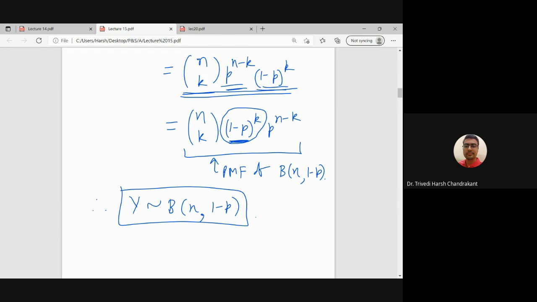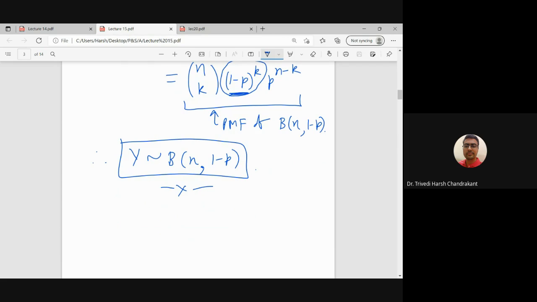So p is a variable. P is any number between 0 and 1. So therefore 1 minus p is also any real number between 0 and 1. Okay, so that is regarding this example. We have found the PMF of the new random variable, which is a composite random variable.